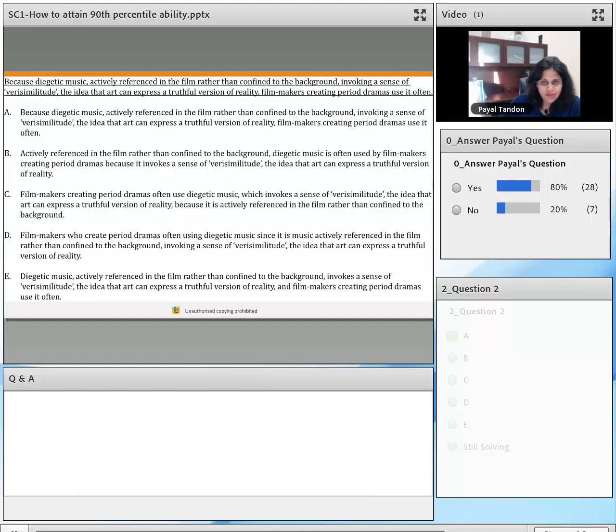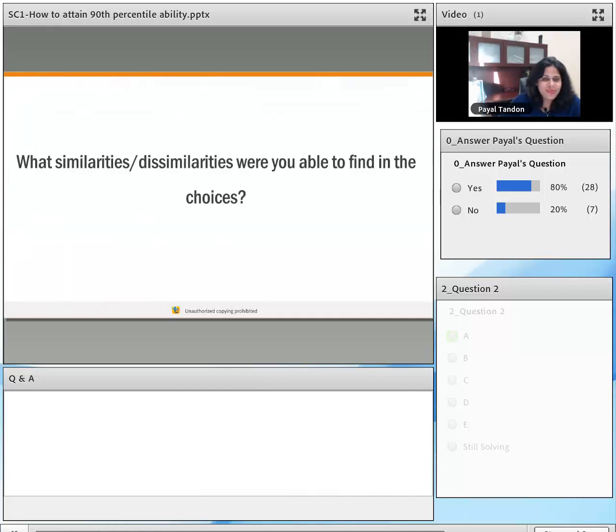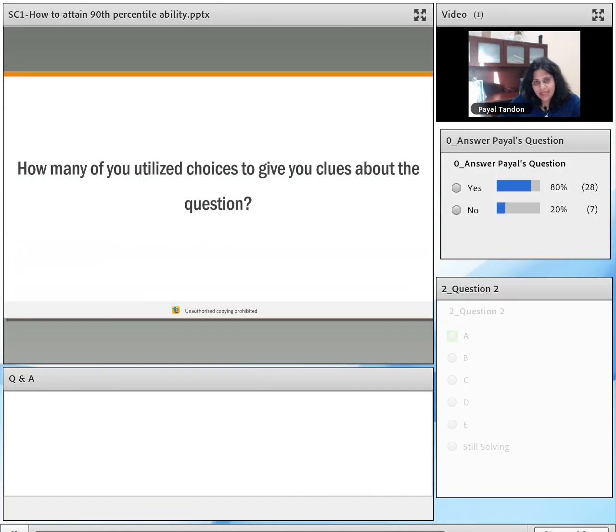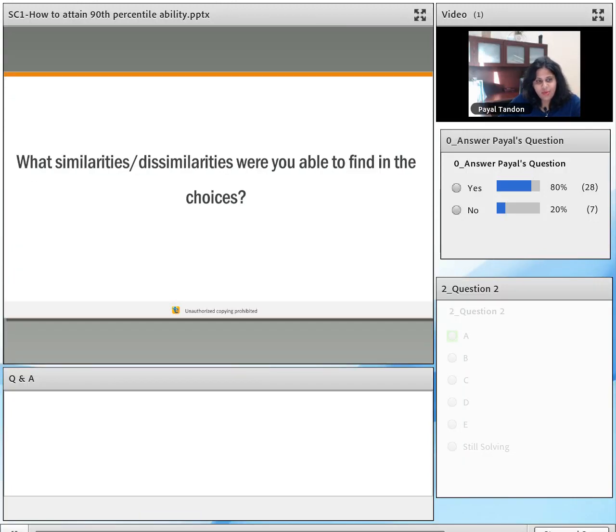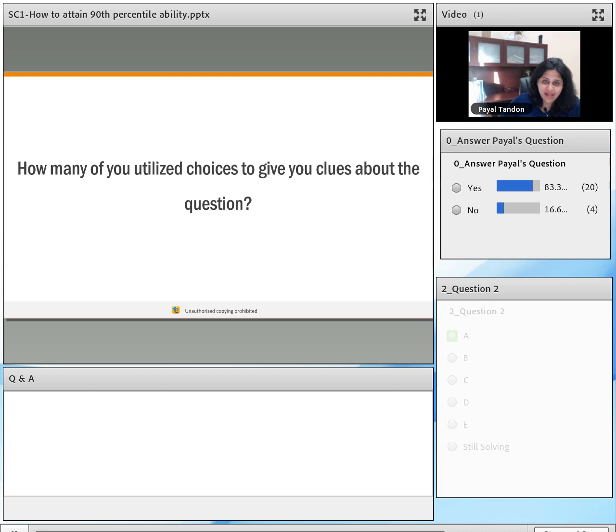So, choice B appears to be the most popular choice. 44% of you have selected that, then choice C, and then choice E. All right, so the correct answer choice is choice B. I won't keep that as a surprise. Now, clearly, this is a completely underlined sentence. So when I ask you what similarities or dissimilarities you were able to find in the choices, the answer would be no, not many, right? You wouldn't have been able to find a whole lot of similarities and dissimilarities in the answer choices, and it would have been very difficult for you to figure that out.